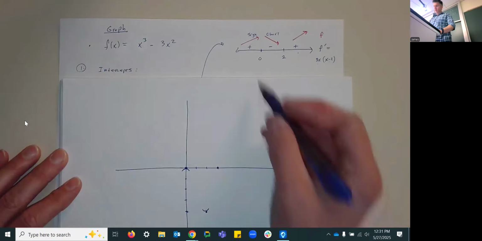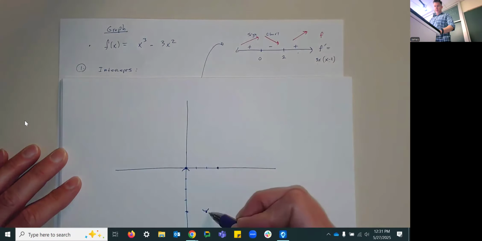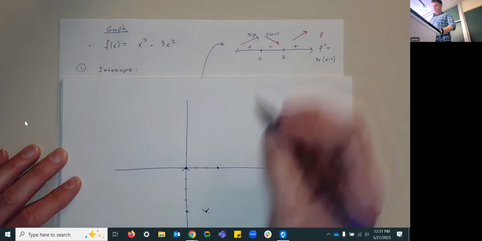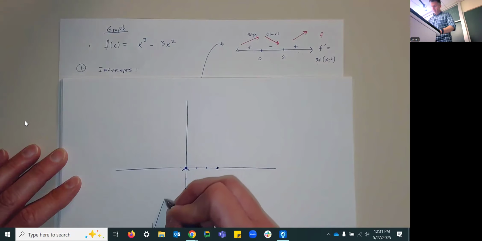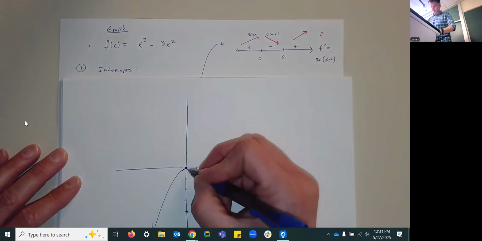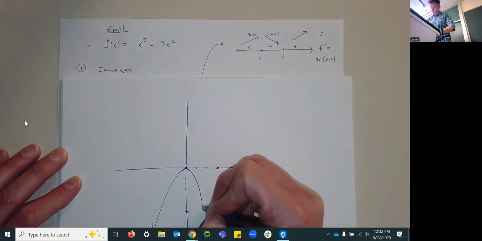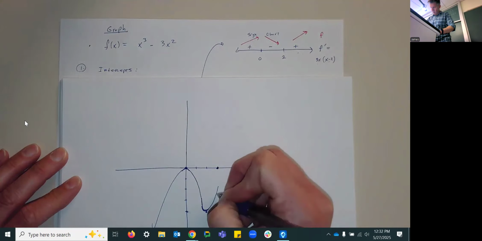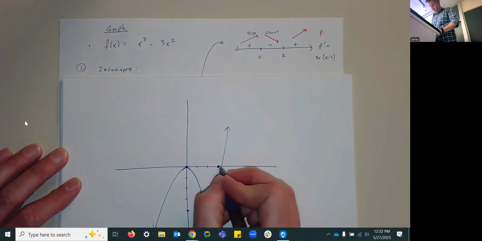to be increasing until I get to 0, 0, decreasing from 0, 0 to 2, negative 4, and then increasing after that, making sure I go through that point 3, comma 0. So it'll look kind of like this. Yep, that's not the best, but you know. That's why it's not a good idea to draw your points on the x-axis until after you've drawn it.